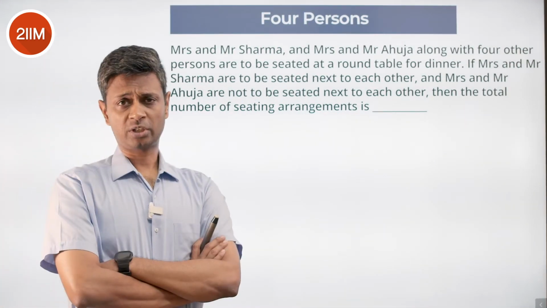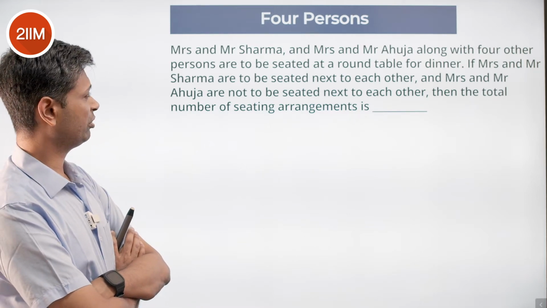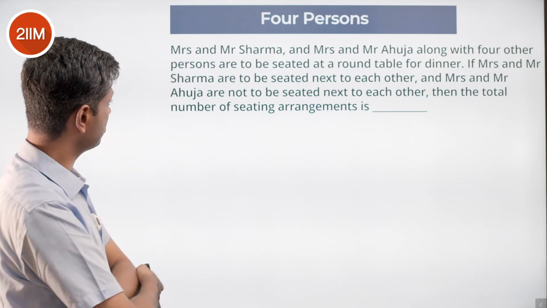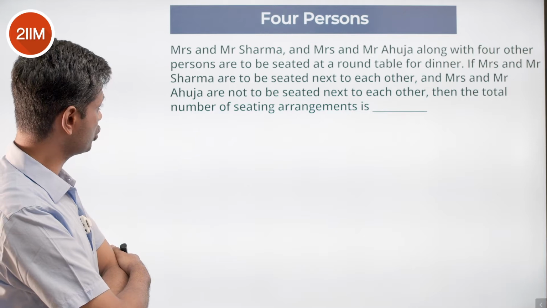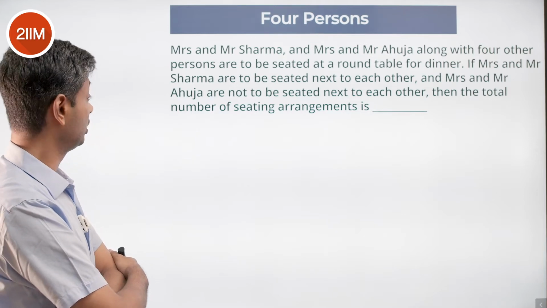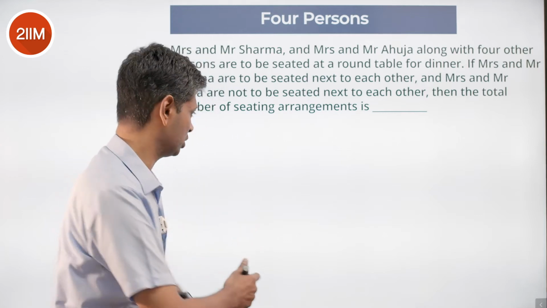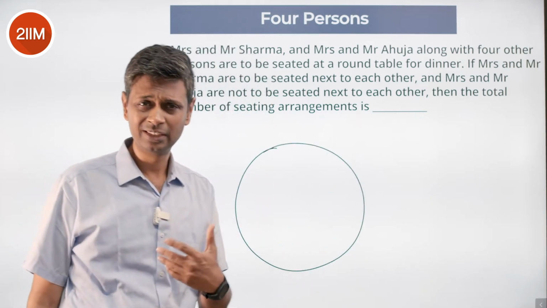Mrs. Sharma and Mr. Sharma, Mrs. and Mr. Ahuja, along with 4 other persons, are to be seated at a round table for dinner. If Mrs. and Mr. Sharma are to be seated next to each other, and Mrs. and Mr. Ahuja are not to be seated next to each other, then the total number of seating arrangements are... For 8 people around a circle, it is 7 factorial. That we know.